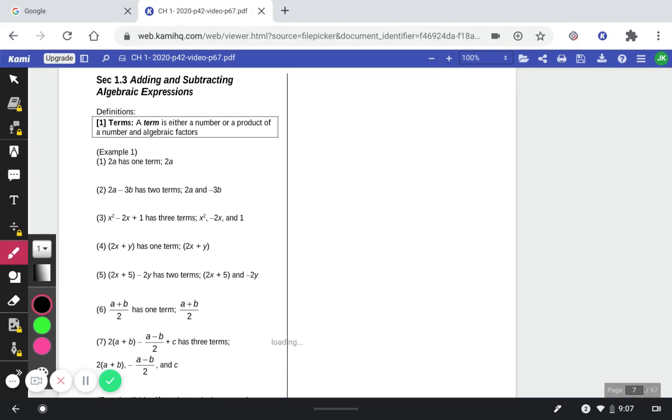Section 1.3, adding and subtracting algebraic expressions. To add or subtract algebraic expressions, you have to know a terminology called terms. A term is either a number or a product of a number and algebraic expressions, and usually consists of operator plus and operator minus only.